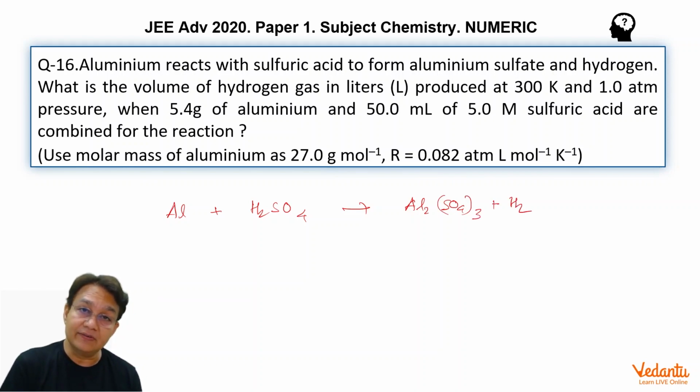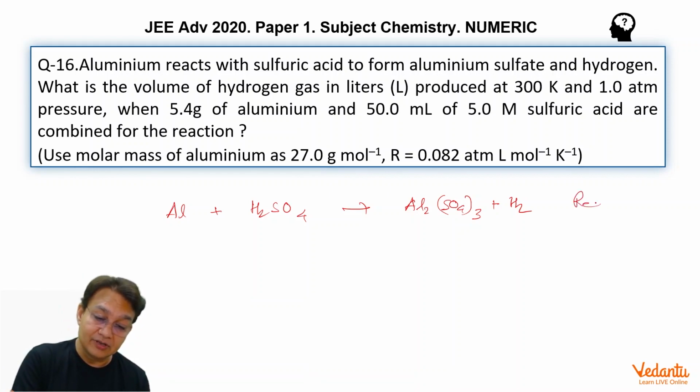What kind of reaction is this? This is obviously a redox reaction. In this redox change, aluminum is getting oxidized. If you see, the oxidation number of aluminum is 0, and the oxidation number of aluminum in this is +3. So aluminum is getting oxidized and hydrogen is getting reduced.